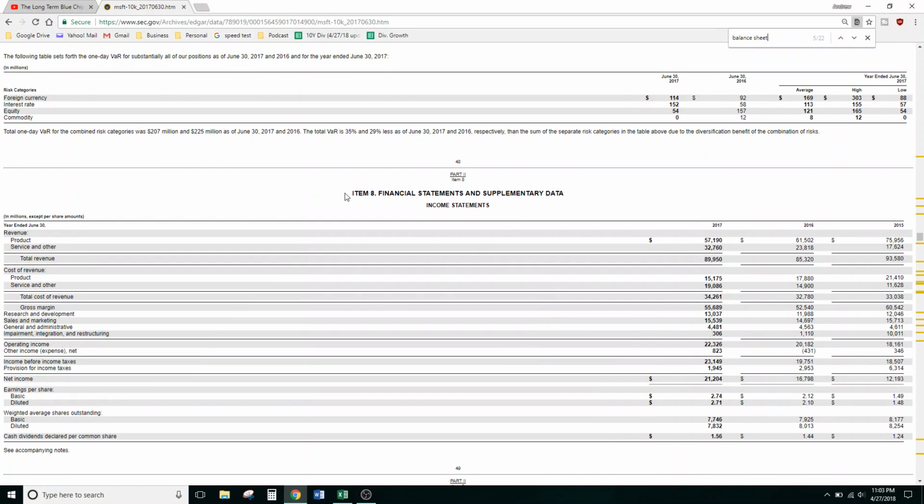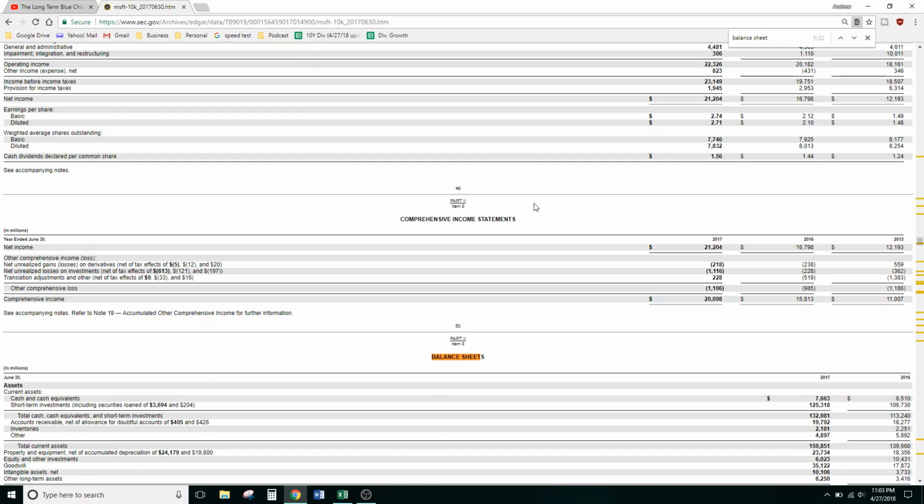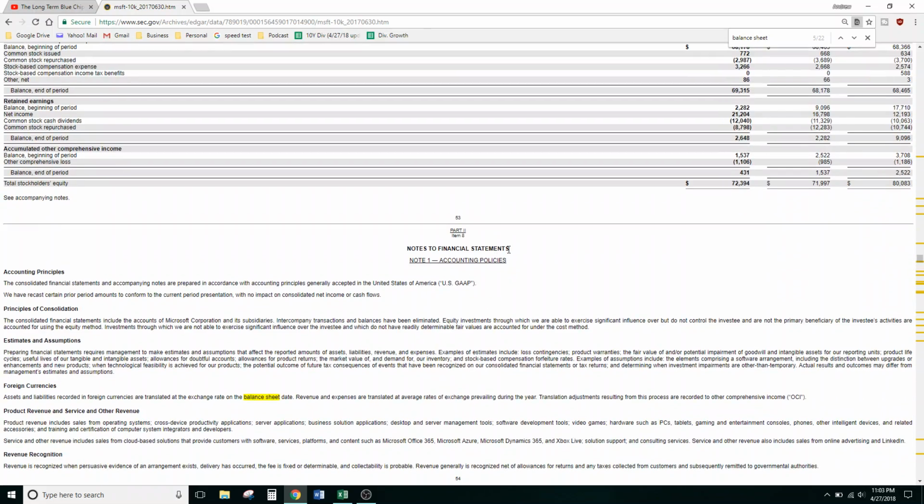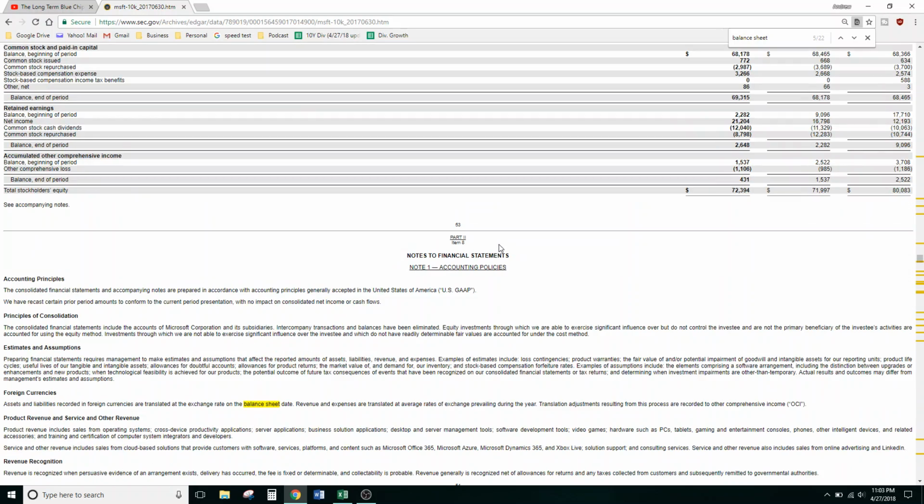Okay, so it looks like they put it in item 8, which is where it usually is. And they didn't call it consolidated, which is kind of frustrating. Hopefully that's not a trend that's going to happen in the future.